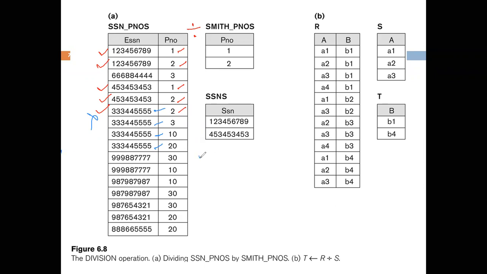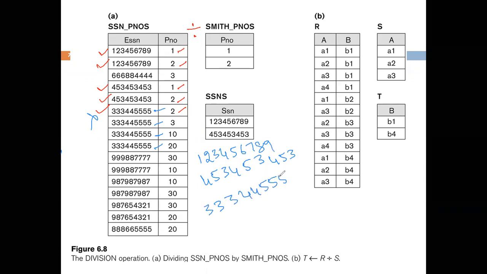so let me write over here. So 1, 2, 3, 4, 5, 6, 7, 8, 9, it is the one. And also, another one is 4, 5, 3, 4, 5, 3, 4, 5, 3. Another one is 3, 3, 3, 4, 4, followed by 5, 5, 5. So these are the 3 SSN values that are matching.